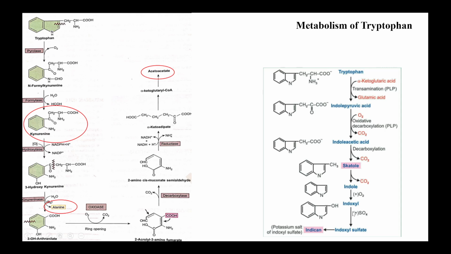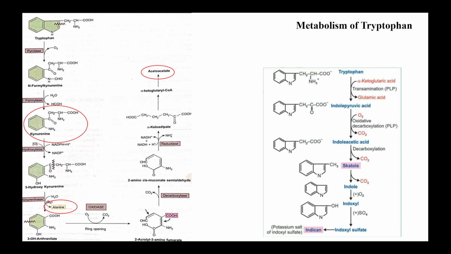This indole can get oxidized to form indoxyl. Indoxyl can take up the sulfate group to form indoxyl sulfate, and finally indican. Okay, so this is another metabolic pathway of tryptophan.